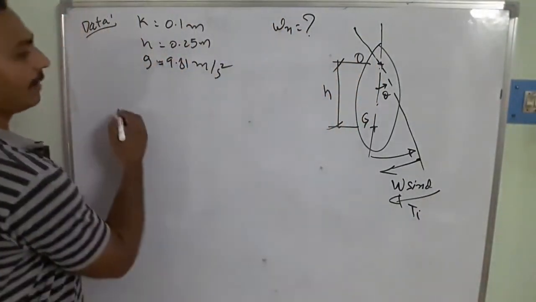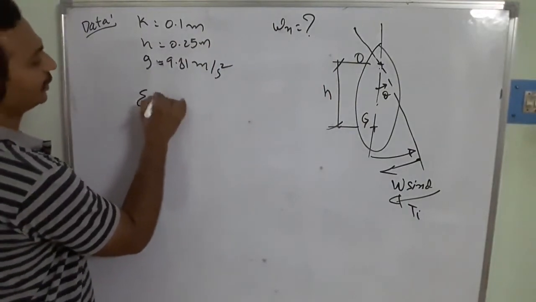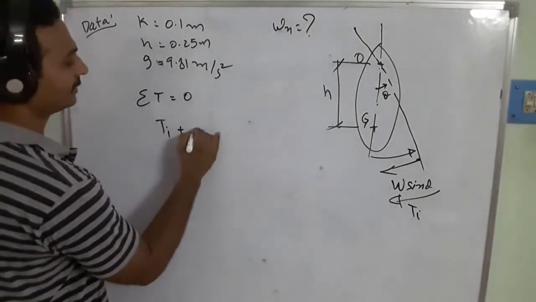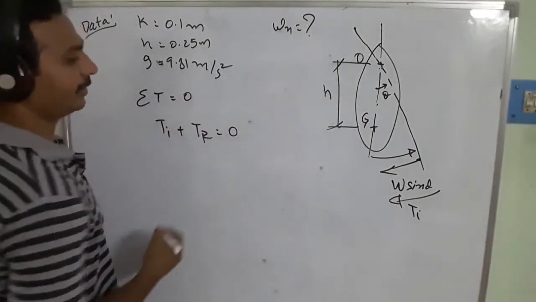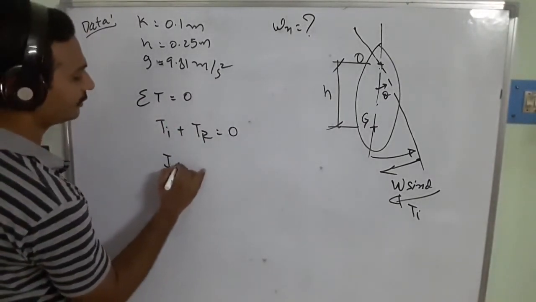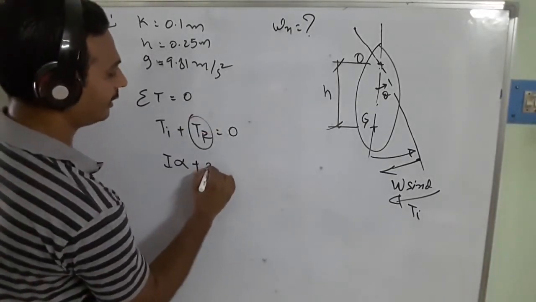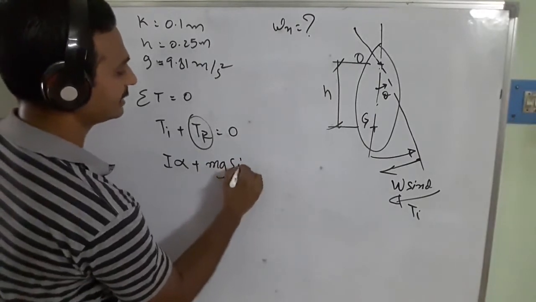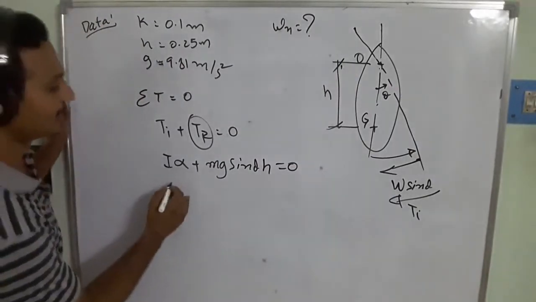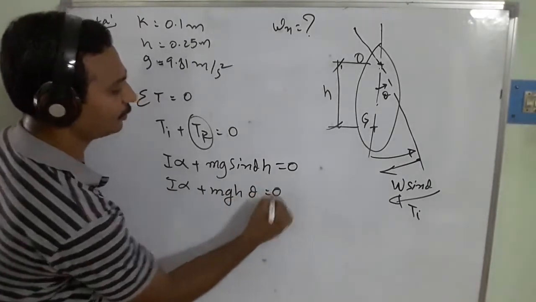So from this I am going to take the D'Alembert principle. That is, the summation of the torques acting is equal to 0. That is Ti plus Tr, where Tr is the restoring torque in this case. So what will happen in this case? That is I into the acceleration plus Tr, which I am writing here as mg sin theta into h, is equal to 0. So the final equation is I alpha plus mgh theta is equal to 0.